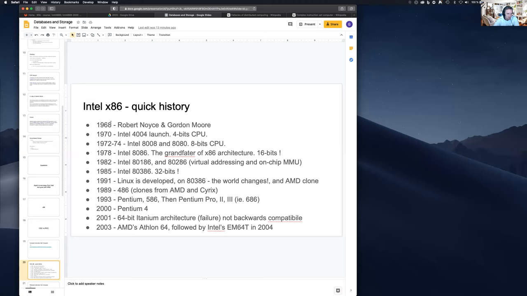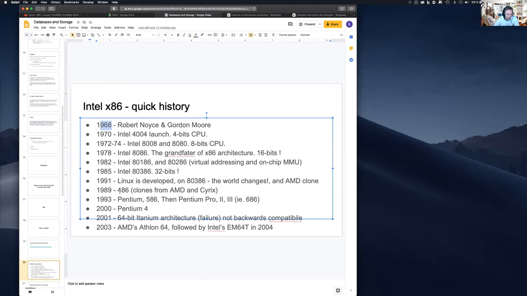And we have a quick run through how it happened. It started in 1968. We went through the grandfather, the 8086. My first computer was a 286, which was a 16-bit architecture, and it had a memory management unit built onto the chip, and so on and so forth. The very interesting one is the Pentium Pro, which is a kind of change that we'll come back to later.